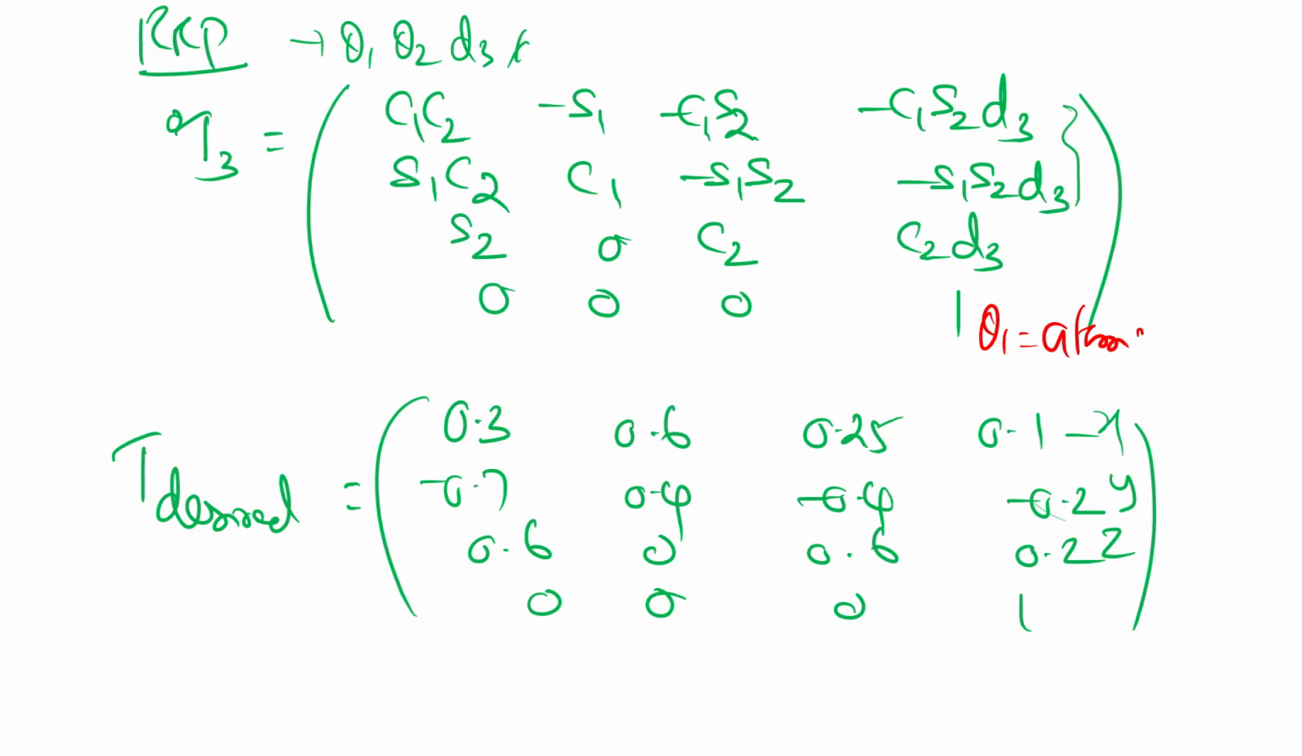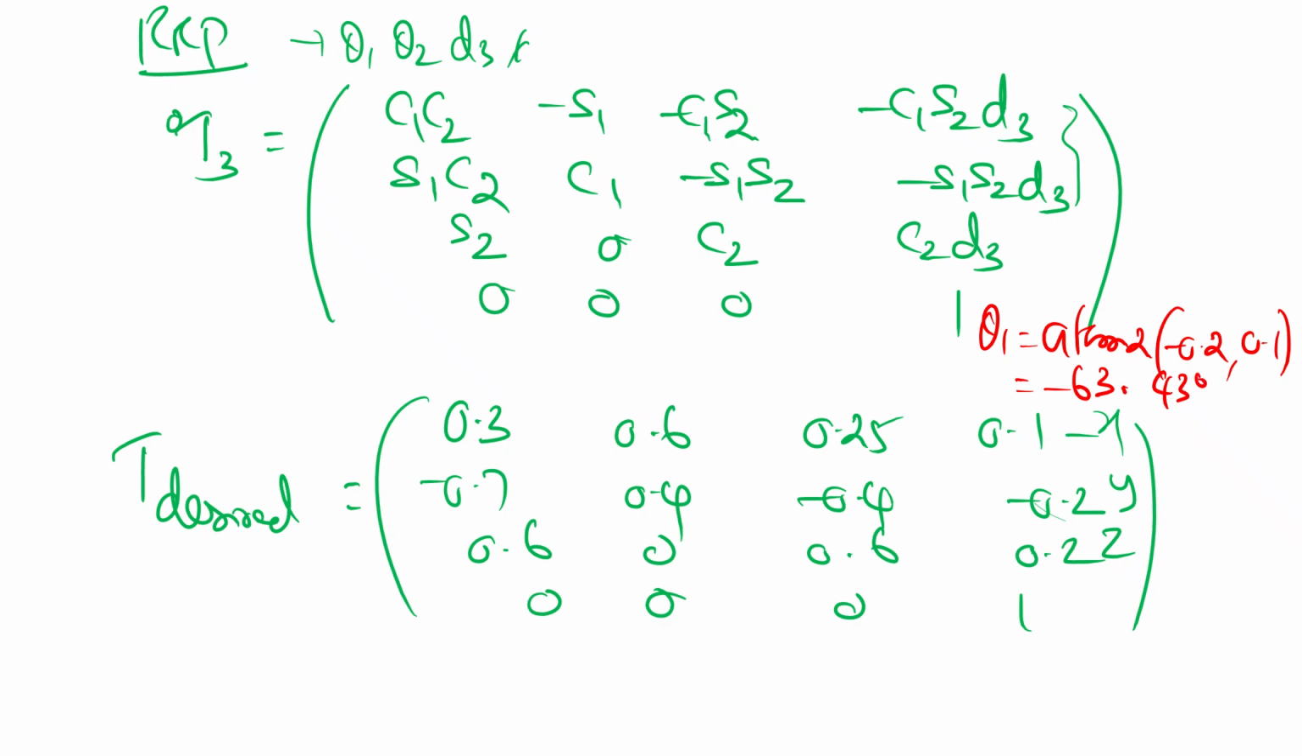Theta 1 is atan2 of, if you take these two terms, what are those terms? Minus 0.2, comma 0.1. Take the calculator, take the tan inverse of minus 0.2 and 0.1, and you will get the answer: minus 63.43 degrees. Okay, theta 1 is done.